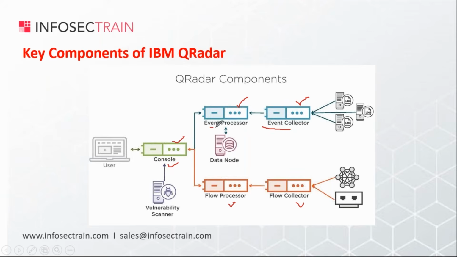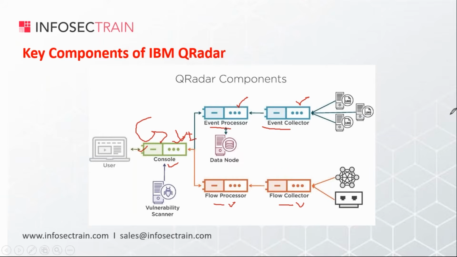Now, if we divide them into categories, we can have event collector and event processor. If we divide them into the category of networks, we do have flow collector and flow processor. But console is the one which is the GUI of your QRadar as a tool.